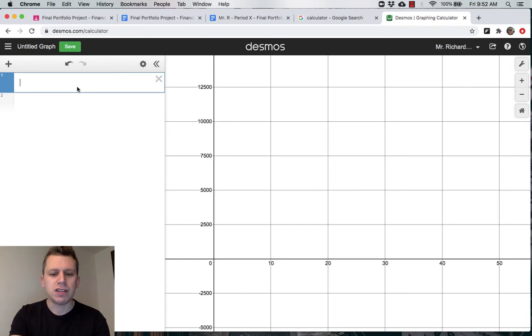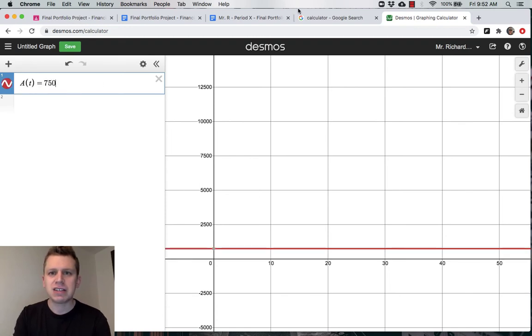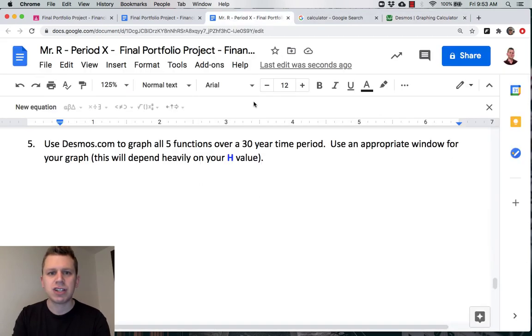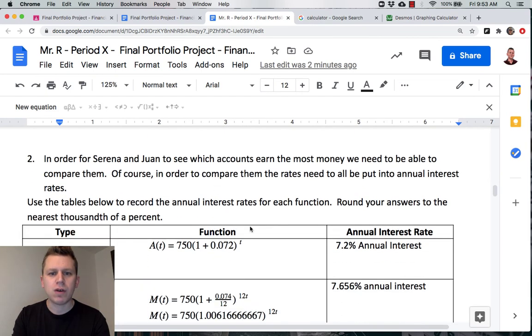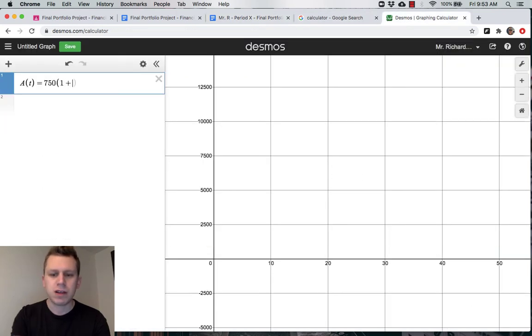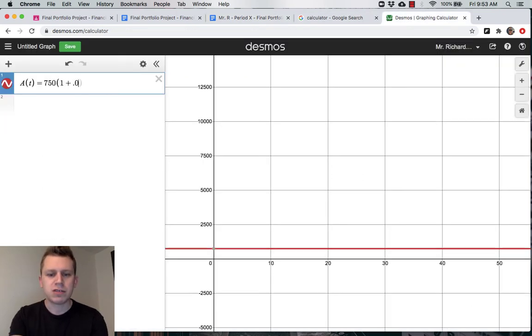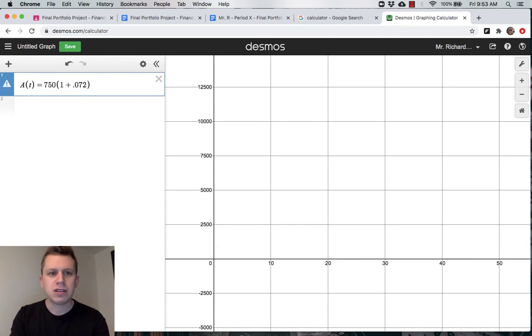First function was y equals, or I could be fancy and go A of t equals whatever my principal was, 750. Let's look at that first fantastic function that I created way back when. 1 plus, this was 7.2%. Boom. So I'm going to go 1 plus 0.072 to the t. Beautiful function, annual interest.